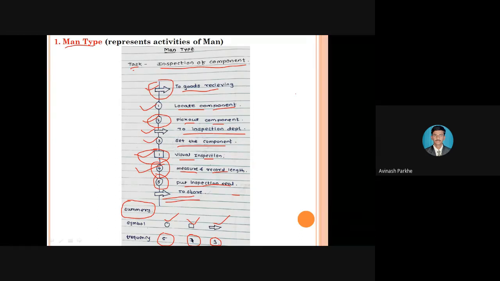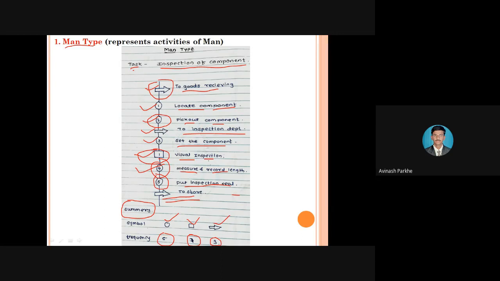That means through this man type of flow process chart we can easily get how many times operation will be performed on that particular job, how many times inspection will take place, and how many times that man has to move from one location to another location. So in this chart only the movement of the man or the movement of the workers is represented. Here there is no movement of the machine represented. The movement of the product or the movement of the material is not represented by using this chart.